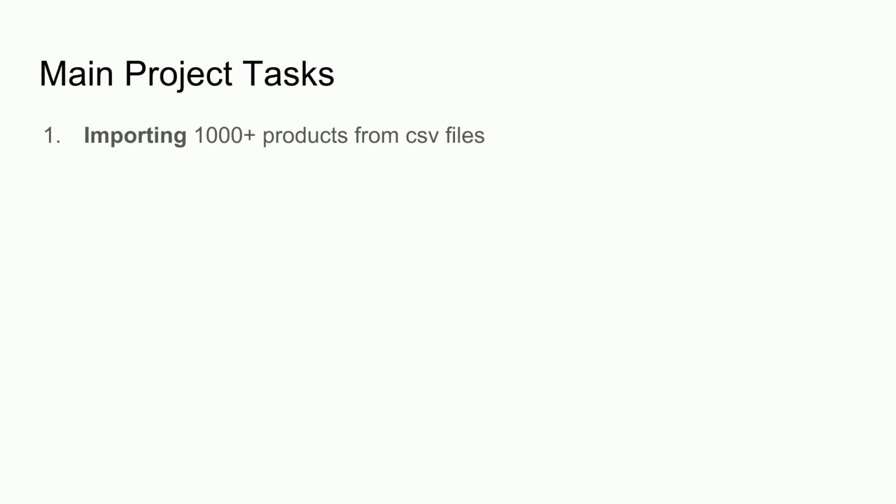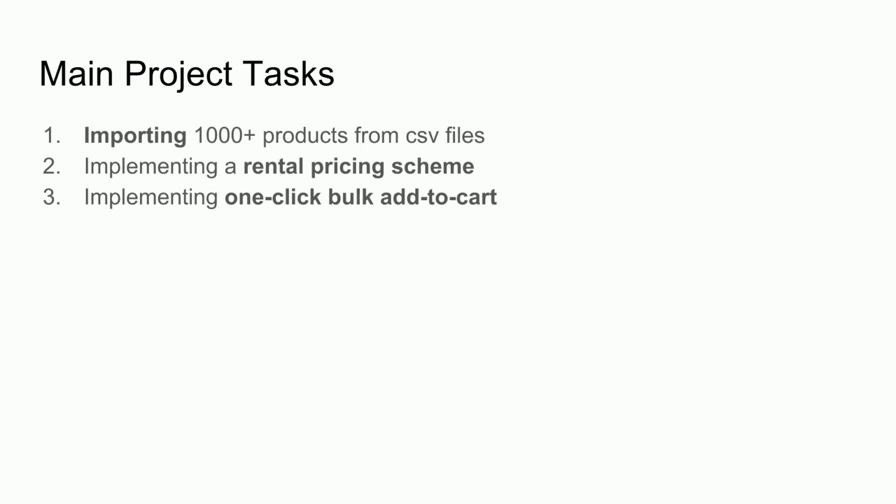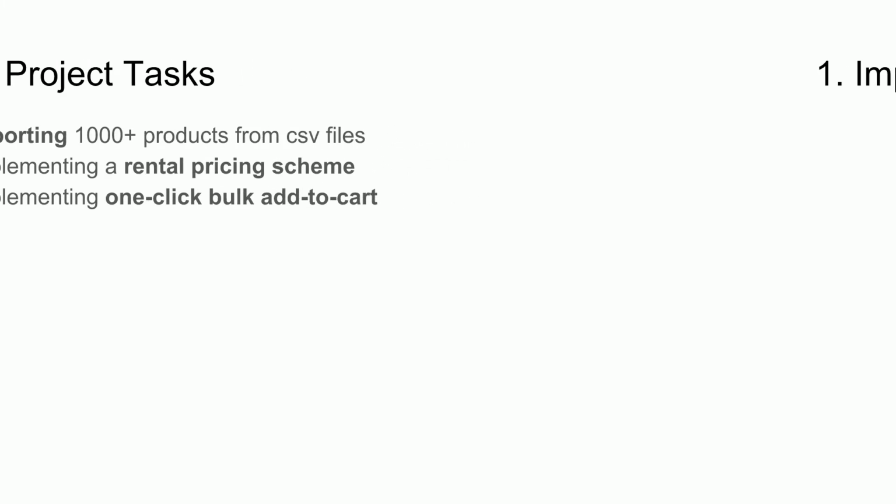The main task: they have 1,000 products that they needed to import into this new store from CSV files. They wanted, of course, to implement a rental pricing scheme for all their products, and we'll look at that a little later on. They also wanted to implement a one-click bulk add to cart, because they don't have 5 line item orders. They got like 60, 70, 80 line item orders. So it makes no sense to have to find the product, add it to the cart, find the product, add it to the cart. That was a big issue.